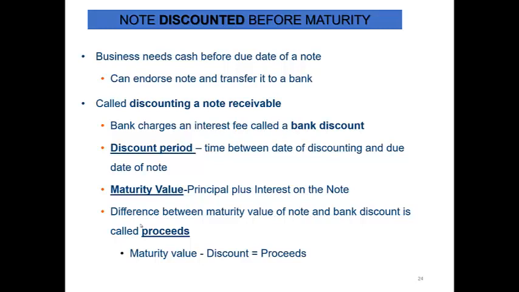And the discount period is the time that the bank has to wait for the maker to pay them the principal and the interest. So the discount period is the time between the date that the note was discounted and the due date of the note. The maturity value of the note is the principal plus the interest on the note. That's what the bank is going to base their discount on. And then the difference between the maturity value and the discount that we calculate is called the proceeds. So that's what the bank is willing to pay us for that note. So we'll put this in action now.